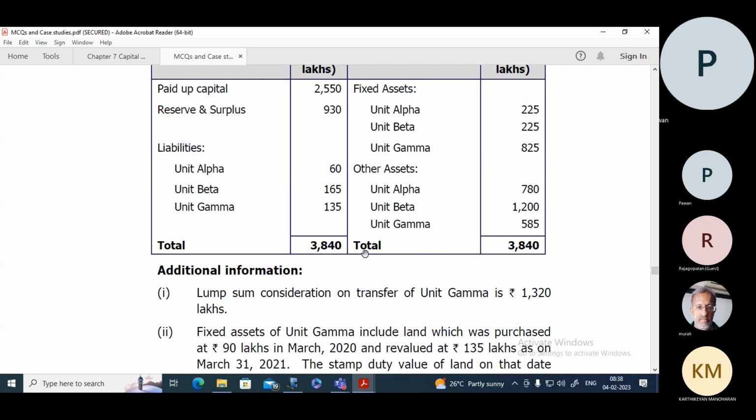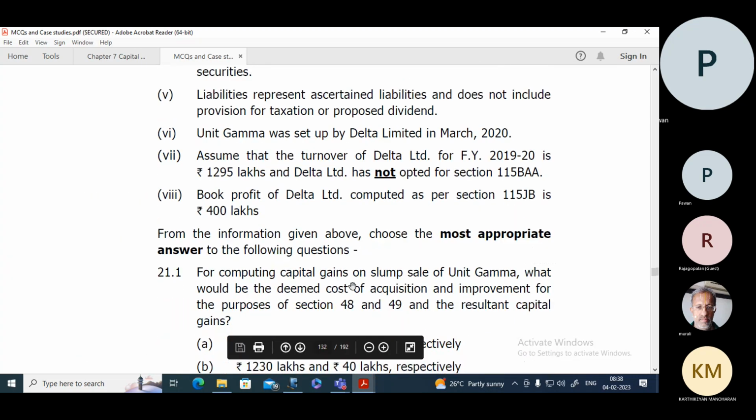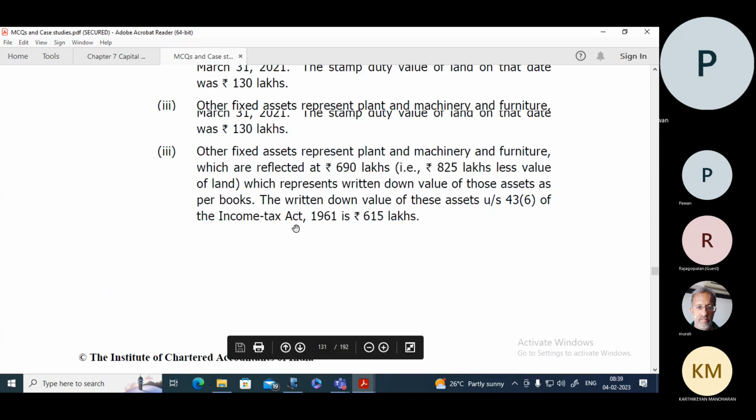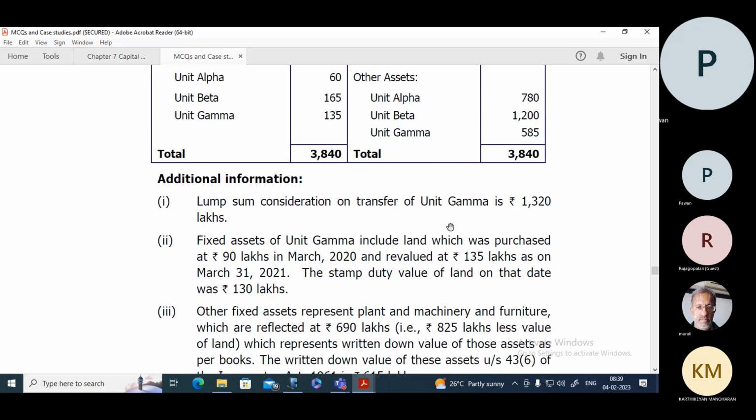So yes, what is the first question? From the information given above, for computing capital gain on slump sale of unit gamma, what would be the deemed cost of acquisition and improvement for the purpose of section 48 and 49? This is not about ABCD, EFGH. It is all about the net worth. How do you take it into consideration for gamma? For gamma's fixed assets, they are giving you the breakup.